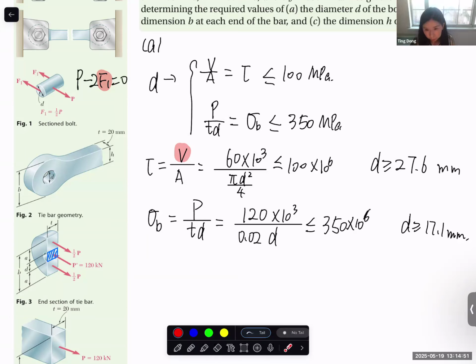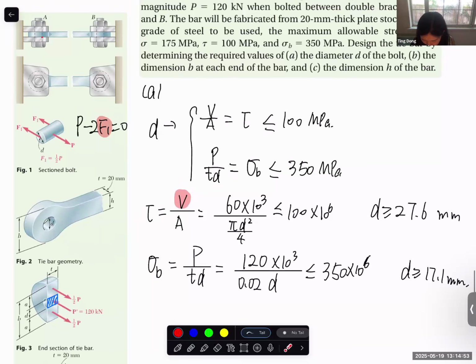So now we calculate two values. Asking about what diameter we should use, based on considering these two diameters, which one should we use? The smaller one. Sorry? The larger one. Smaller one or larger one? The larger one. Okay, yeah.